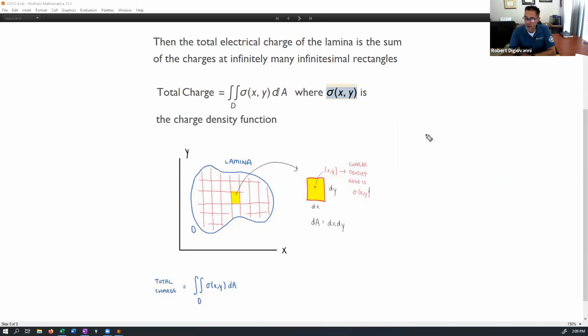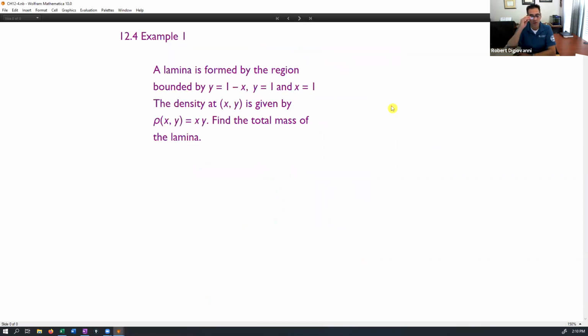So let's see if we can do, I'm not going to do the problem, but I'm going to at least maybe set it up. So lamina, let me see if I have the picture for this. Yeah, I don't. Okay, I thought I did.